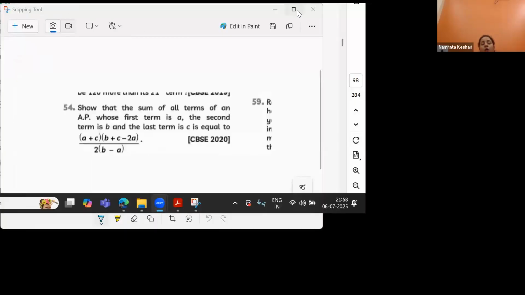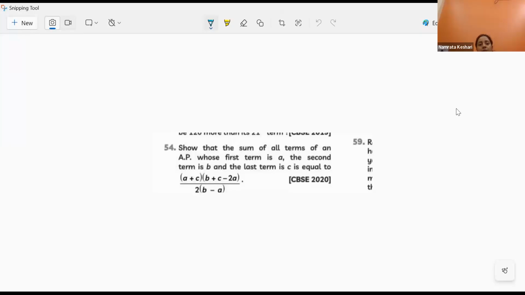Show that the sum of all terms of an AP whose first term is A, the second term is B, and the last term is C. You have an AP whose first term is A, second term is B, and the last term is C, and you have to find the sum of all the terms. So at least you should know how many terms are there. N you should know, right?